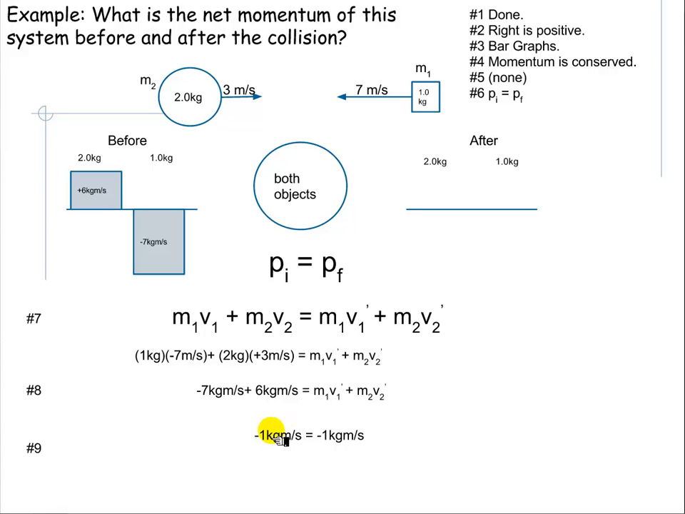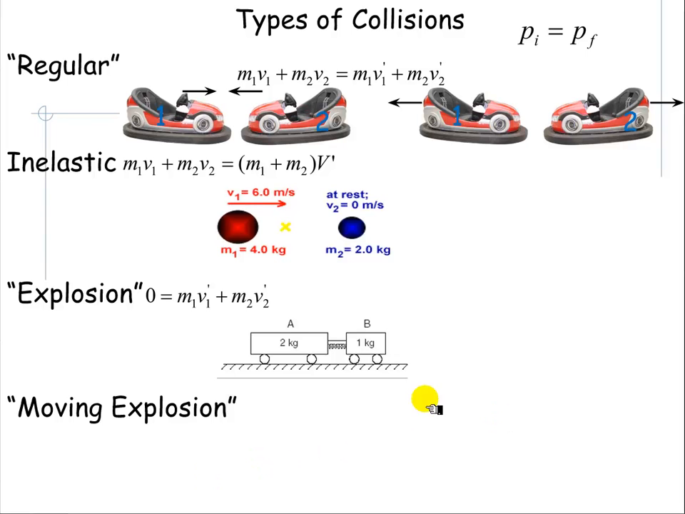So we know that the net momentum before the collision is negative 1 kilogram meters per second. That must mean after the collision, it's also negative 1 kilogram meters per second if momentum is really conserved. So to answer the question, what is the net momentum of the system before and after the collision, it would be negative 1 kilogram meters per second. And that's it. We're going to study these different types of collisions in class.